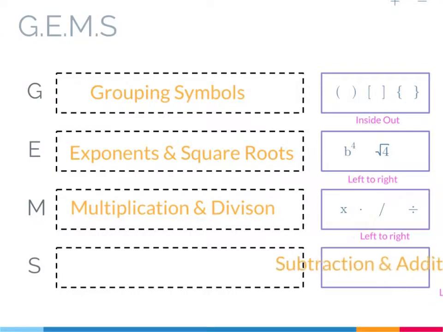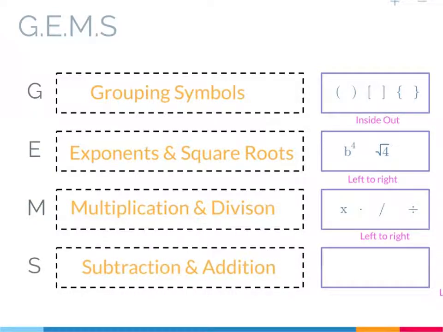And finally, we're going to end it up with subtraction and addition. So again, I'm going to draw my addition and subtraction symbol signs here. And again, addition and subtraction, once I get to that step, I'm going to be working left to right. It doesn't matter if the subtraction's on the left, that's the one I'm going to be doing first.